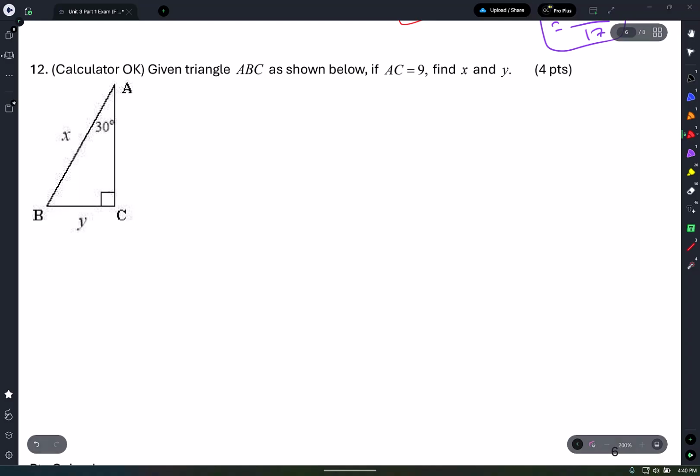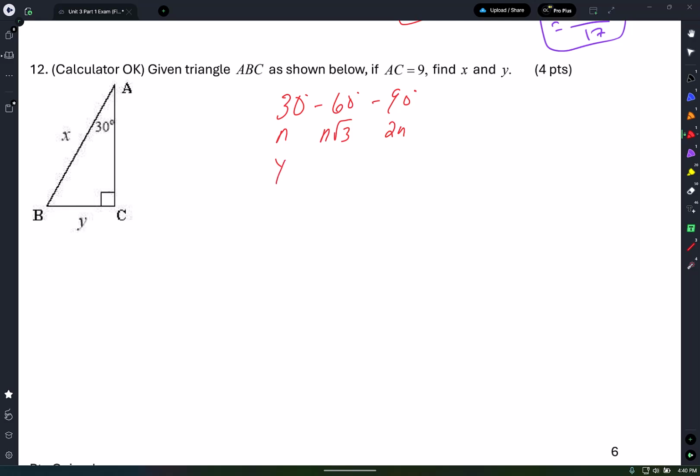Ready for this one? It's a 30, 60, 90 triangle. In a 30, 60, 90 triangle, you have n, n square root of 3, and 2n. You still okay? All right, here we go. That y value is this one. And the x value is that one.